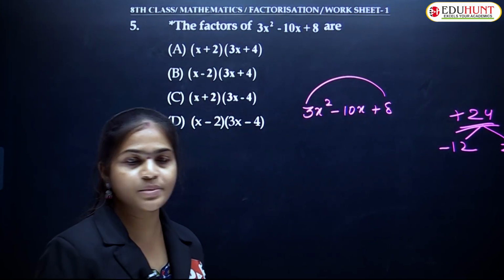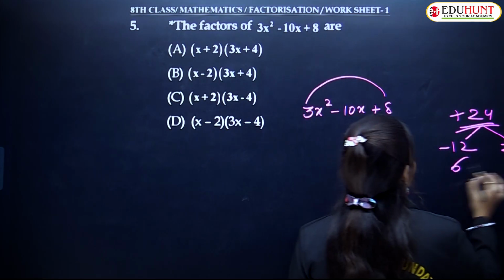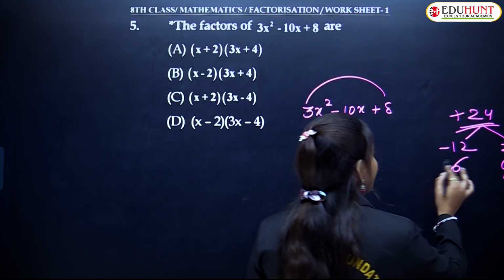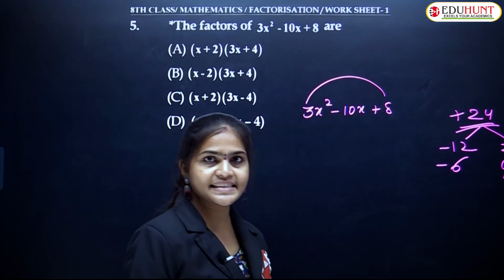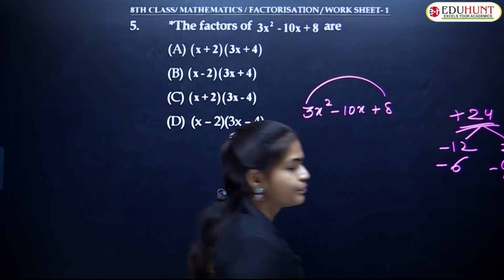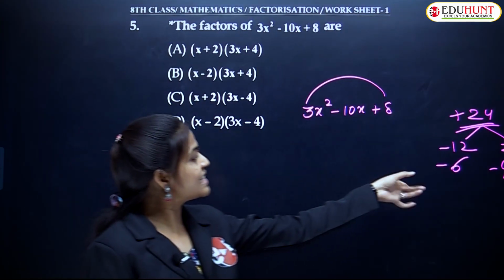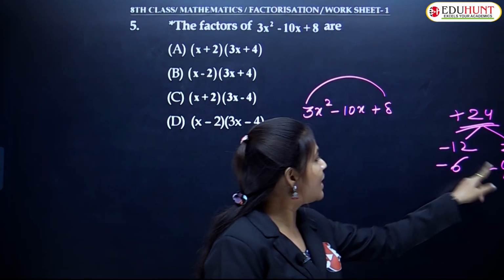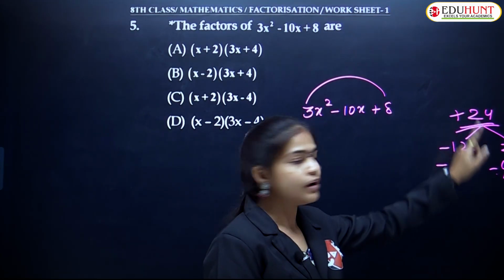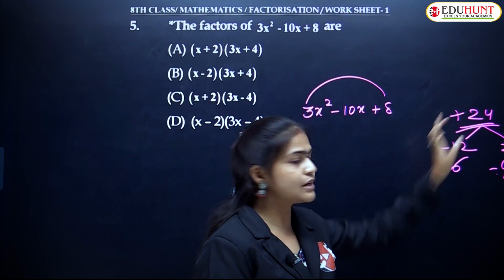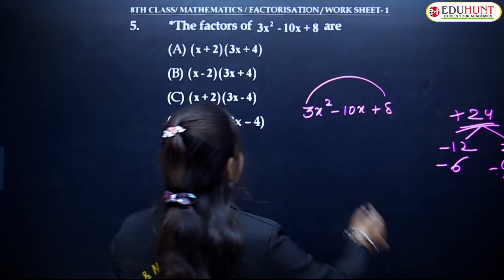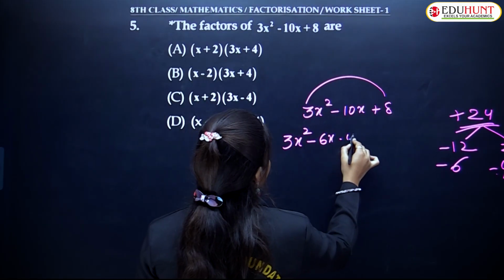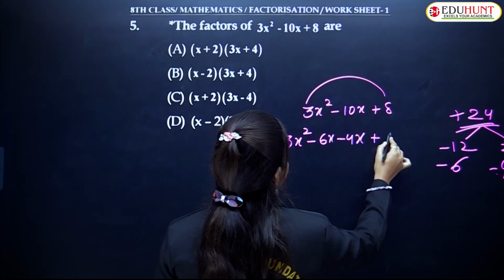What is that other possibility? 6 fours are 24. If you keep the negative sign, minus 6 and minus 4. The sum of minus 6 and minus 4 gives minus 10, and the product of minus into minus is positive. In the same way 6 into 4 is equal to 24. Clear? That's why 3x square minus 6x minus 4x plus 8.